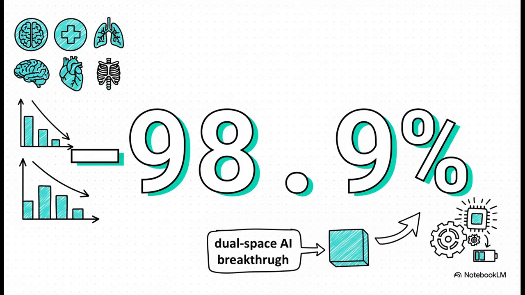And because it's so small, the amount of computer power you need to run it just plummets. We're talking a nearly 99% reduction in computational cost. This is the real game changer. It means you don't need a supercomputer to run this thing. It could run in smaller clinics, in hospitals with tighter budgets. It makes this advanced AI so much more accessible.